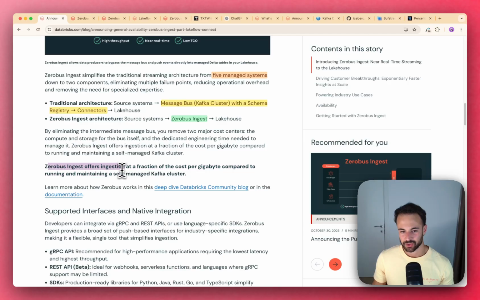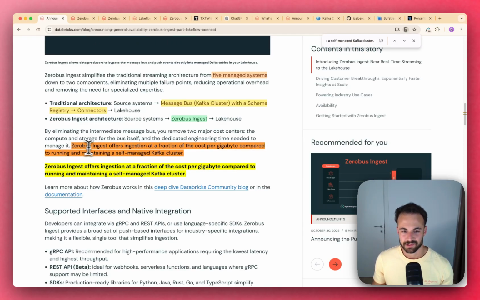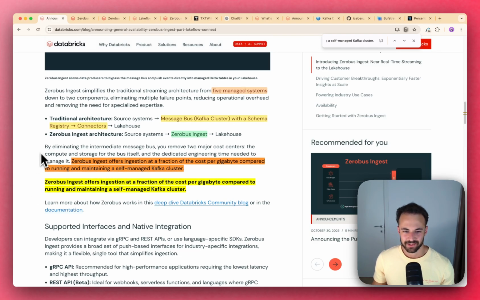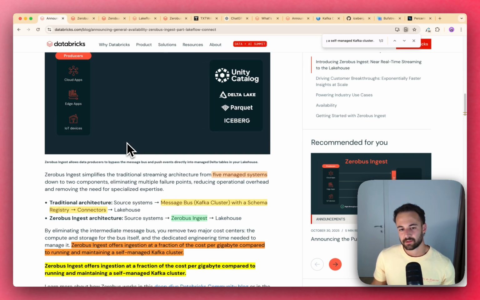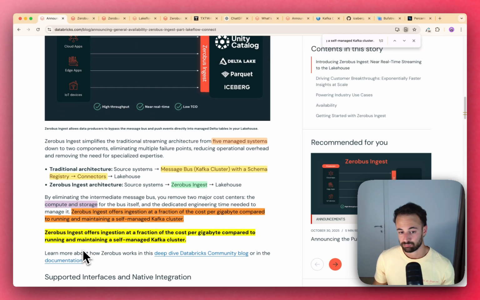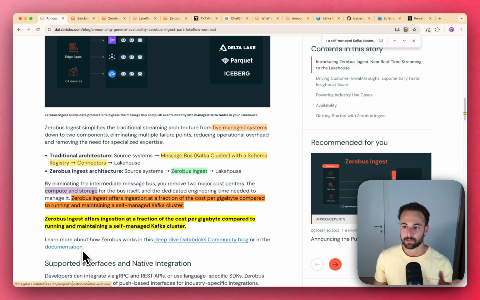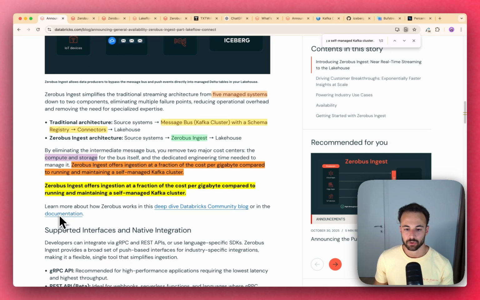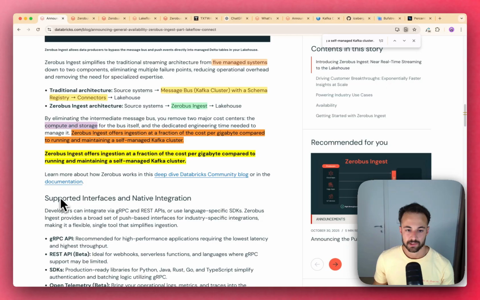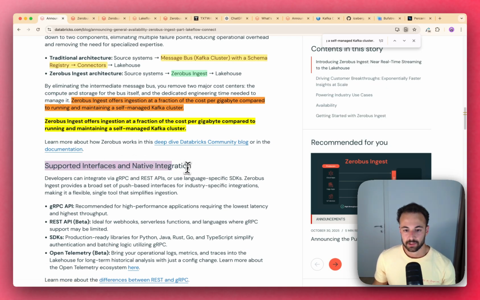Zerobus Ingest offers ingestion at a fraction of the cost. Oh, they've repeated the same sentence here? Yeah, the same sentence is literally duplicated. So they're emphasizing the cost angle. Let's see if the pricing is true. But it's true. I mean, it is important to know that if it's a serverless offering, they can just charge you per gigabyte. So you don't need to pay for compute and storage necessarily. But you would assume that that price is baked into the per gigabyte cost, which it probably is. It most probably is.